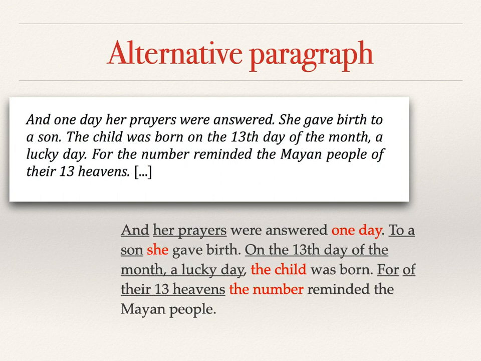Now you could imagine the somewhat scrambled version of this paragraph would read as follows. And her prayers were answered one day. To a son she gave birth. On the 13th day of the month, a lucky day, the child was born. For of the 13 heavens, the number reminded the Mayan people. It's not that it's impossible, it's not that it's ungrammatical, but it's much less well adapted to the development of the narrative of the story. And that's one key aspect of the choice of theme. It sort of enables speakers and writers to adapt clauses and messages to the environment from which they emerge.